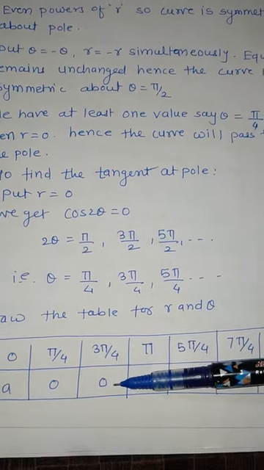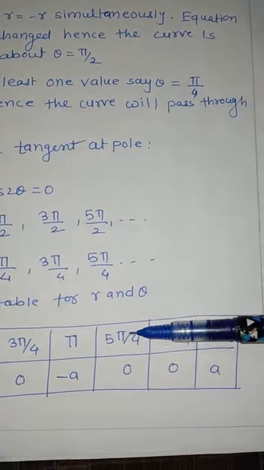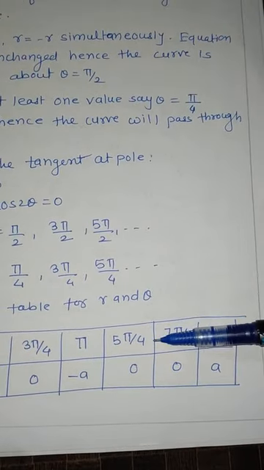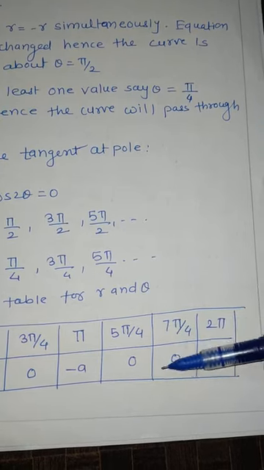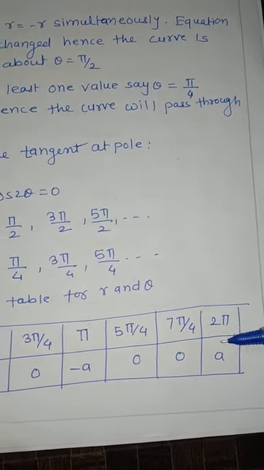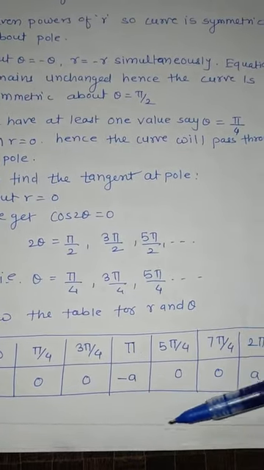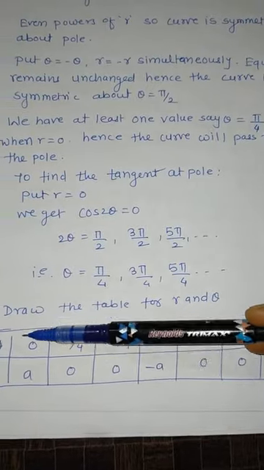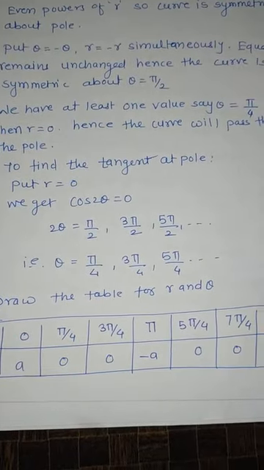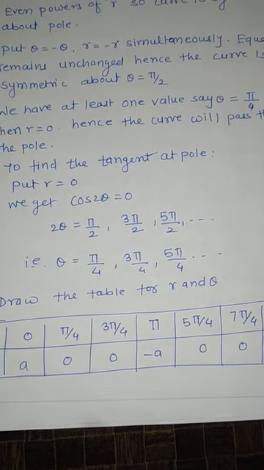If theta is 3 pi by 4, you will get 0. For theta equals pi, you will get minus a, and for the remaining values, for theta pi by 4, you will get 0. For 7 pi by 4, you will get 0, and when your theta is 2 pi, you will get the value a. So this is the table which we have calculated for various values of theta. What are the values of your r? This will help you to trace the curve.